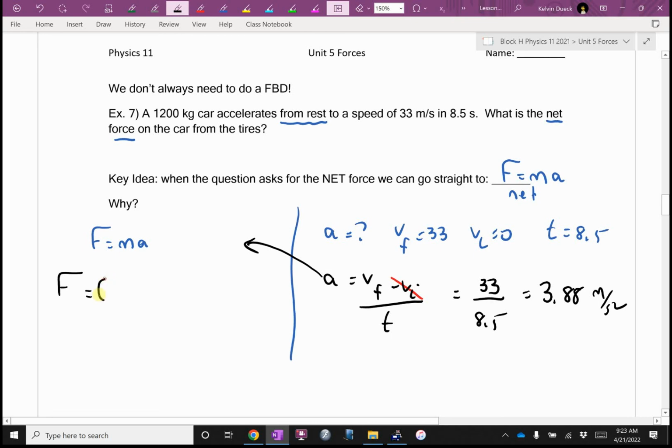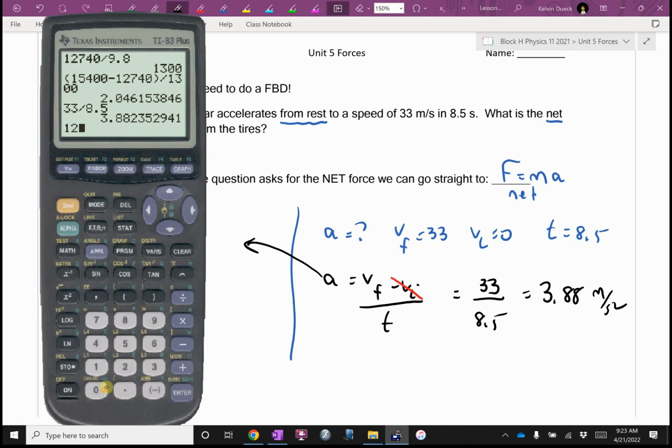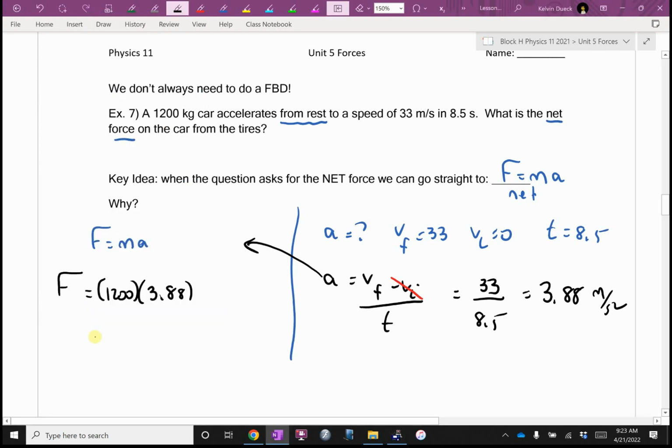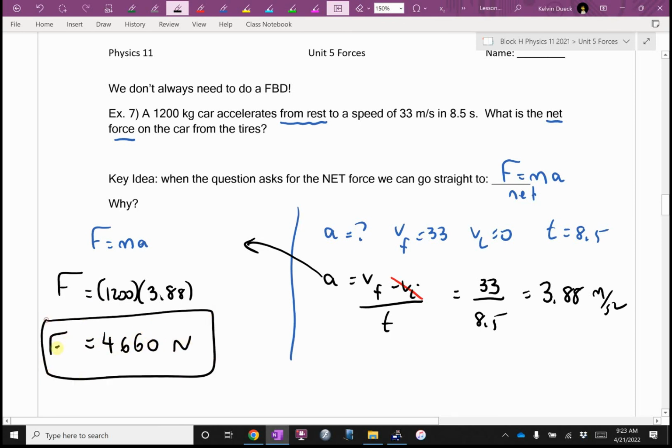What was the mass? 1,200. What was a? I'm going to write 3.88, but I'm using my answer button. What's the net force? The net force? 4,660 newtons. 4658.8, I'll go 4,660 newtons. So if you ever see net force, skip the free body diagram, go straight to F equals ma.